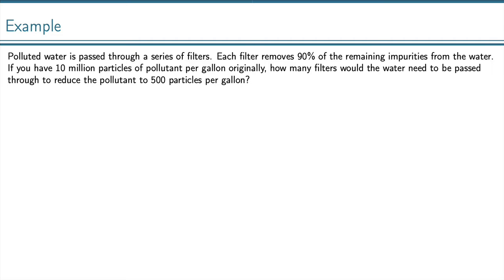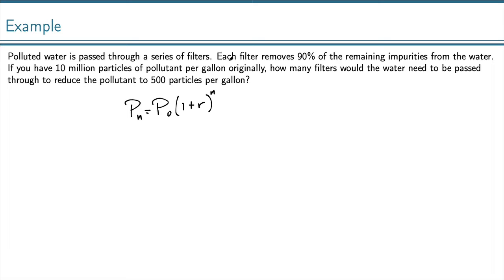This is an exponential model. It's actually not growth, though, because if we're looking at the amount of pollutant, it's decreasing. However, we can use the same model: P sub n equals P naught times (1 plus r) to the n. The only difference is that r will be negative, because instead of growing, we're decreasing.